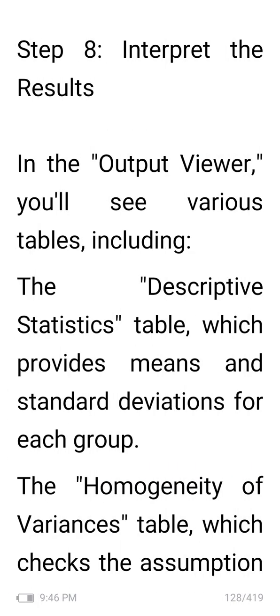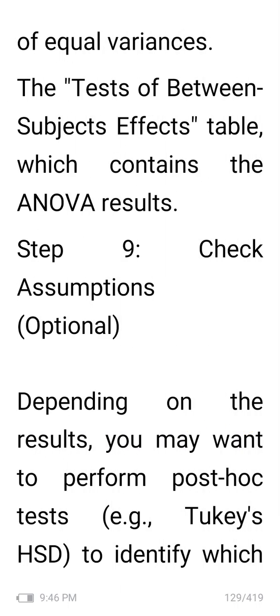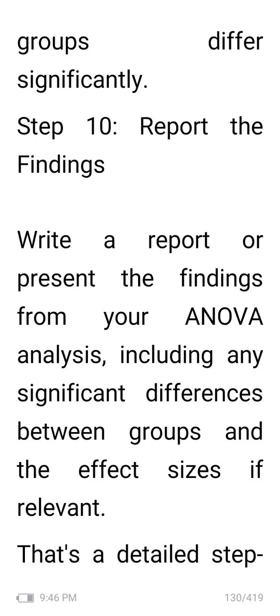Then interpret the results. In the output viewer, you will see various tables, including the descriptive statistics table, which provides means and standard deviations for each group, and the homogeneity of variance table, which checks the assumption of equal variance. The tests of between-subjects effects table contains the ANOVA results. Check assumptions. Depending on the results, you may want to perform post hoc tests, such as Tukey's HSD, to identify which groups differ significantly.